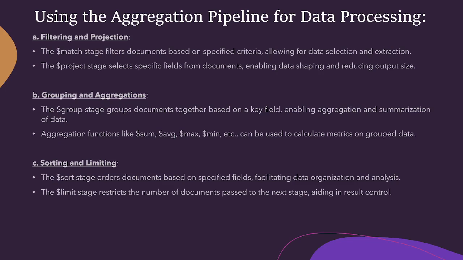So we have sorting and limiting. The sort stage orders documents based on a specified field, facilitating data organization and analysis. The limit stage restricts the number of documents passed to the next stage, aiding in result control. So you can see limit doesn't necessarily use indexes. In the aggregation pipeline, it can come last among the operators. This makes it a bit easier for you when you're working with multi-stage operations on data. You're able to understand what needs indexes and what doesn't need indexes.